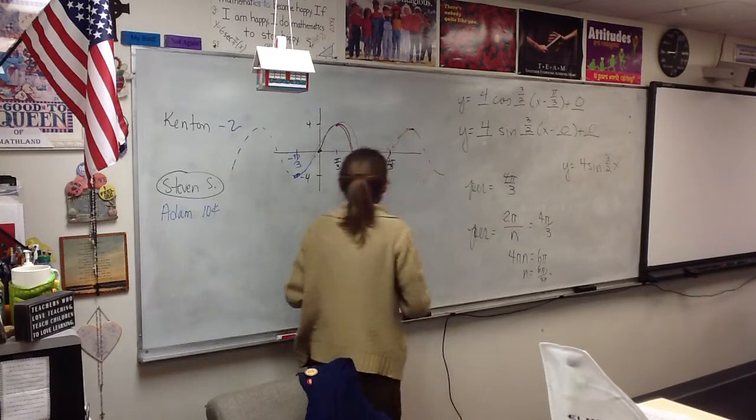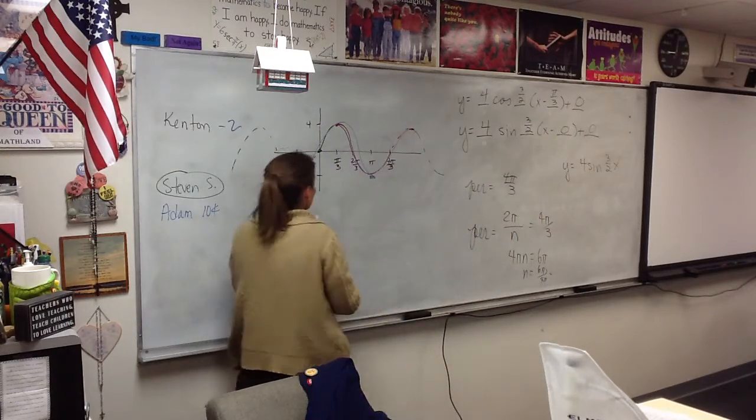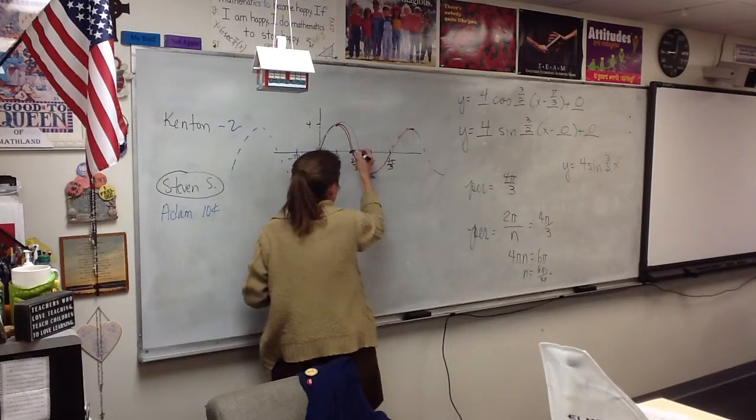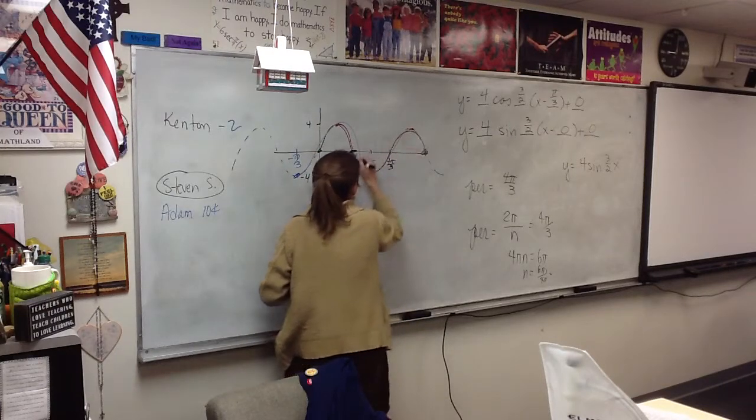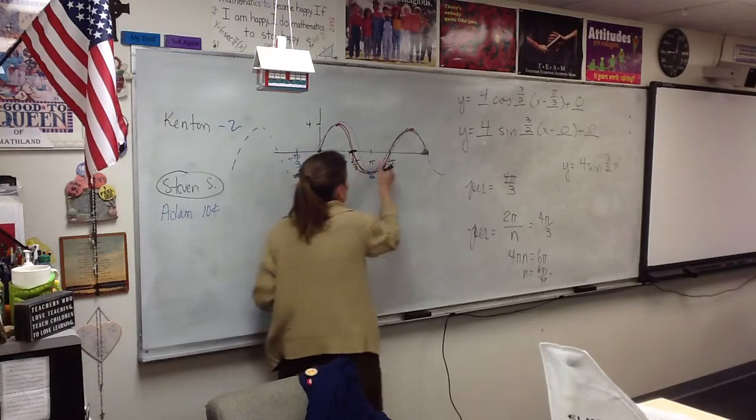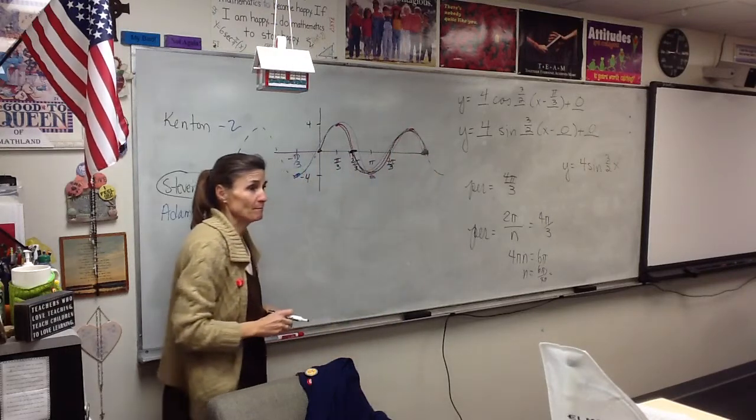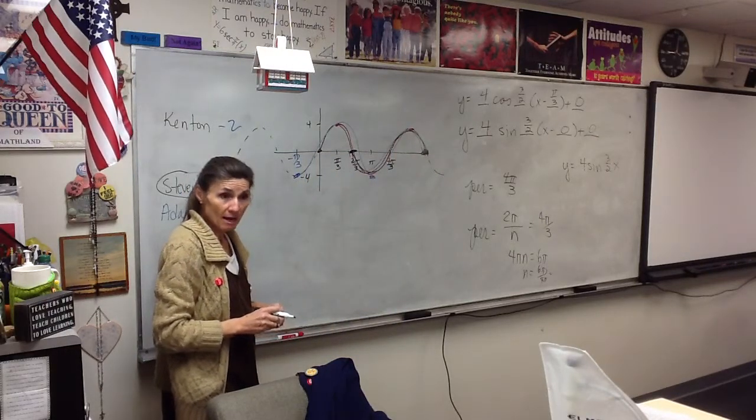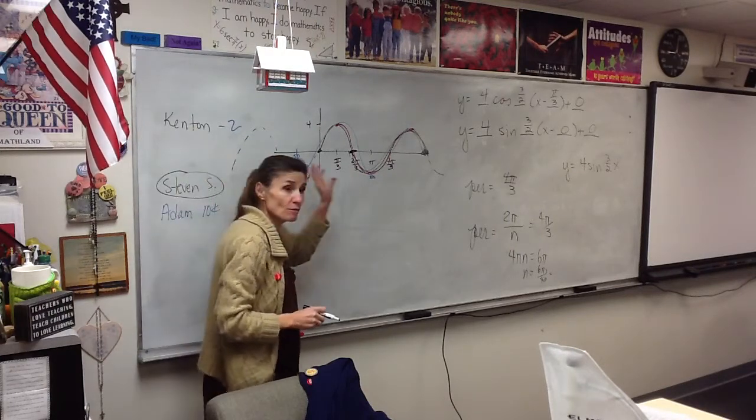Somebody else might say, I don't want to look at any of those sections. I want to look at this section right here. What would that section be? You're allowed to look at any section you want. What would this section be? What shape is that? A negative sine. So you could write an equation for that section.